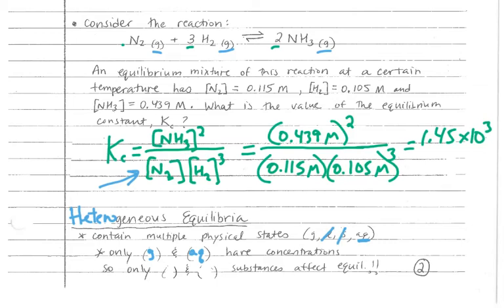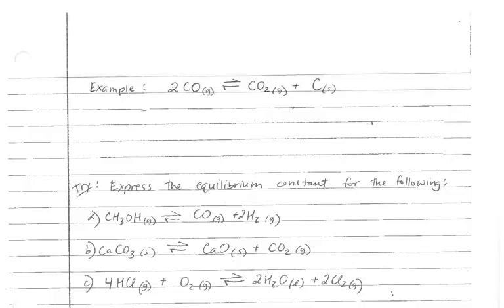So therefore, since concentration is what goes into this formula for the equilibrium constant, only gases and aqueous substances will affect the equilibrium. If one of these substances is a solid, the amount of it is not going to change the equilibrium. And we'll see that in our equilibrium constant expressions. So let's practice an example problem with a heterogeneous expression. So we've got 2CO, which is a gas, reacts to form CO2 gas and carbon, which is solid.